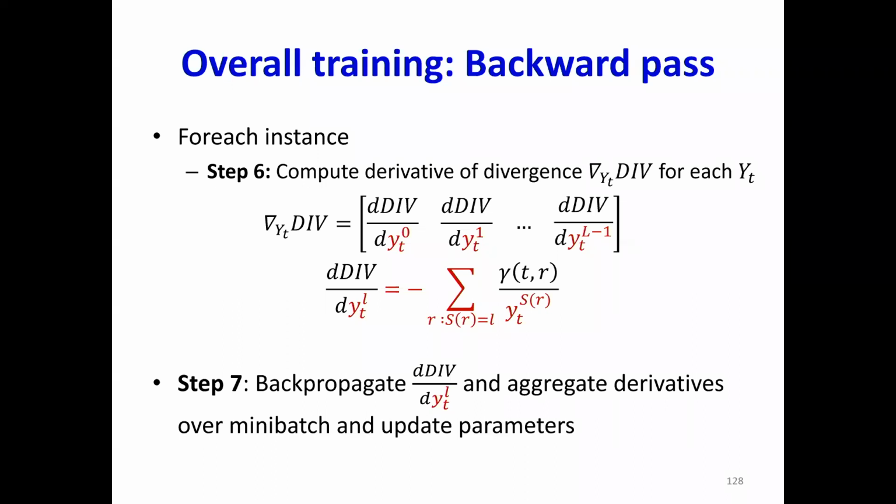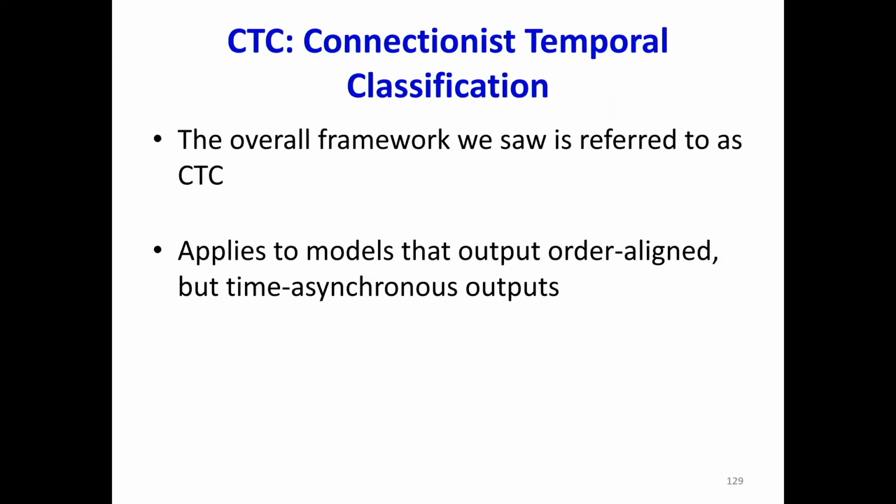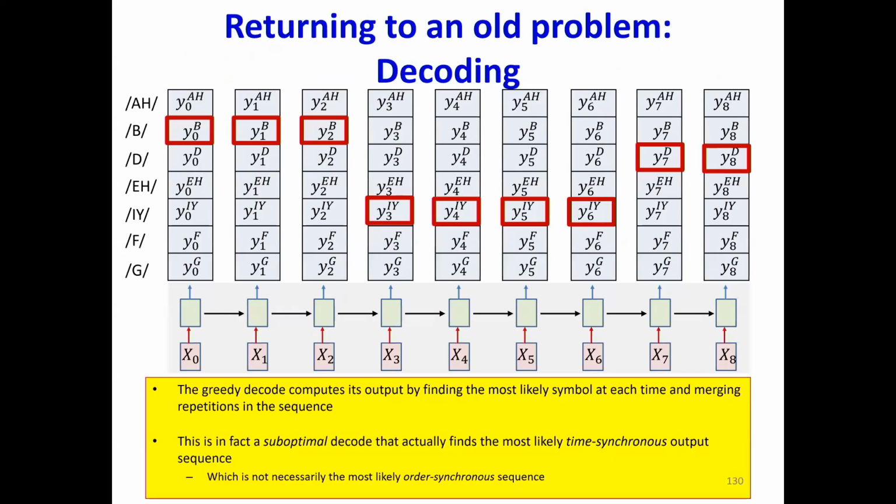So everybody clear? Easy. The overall framework we just saw is referred to as CTC. It applies to models that output order aligned but time asynchronous outputs.